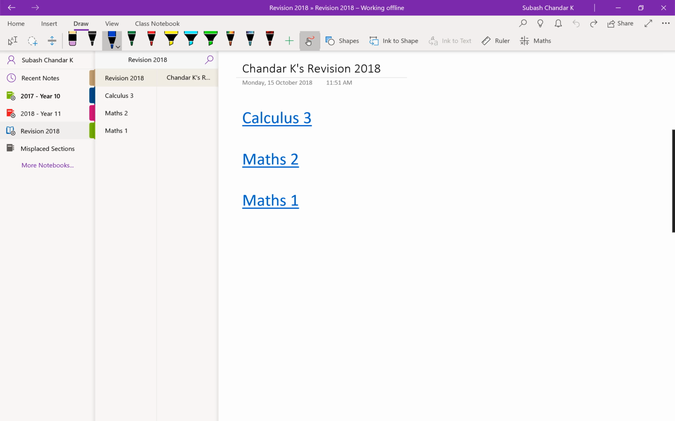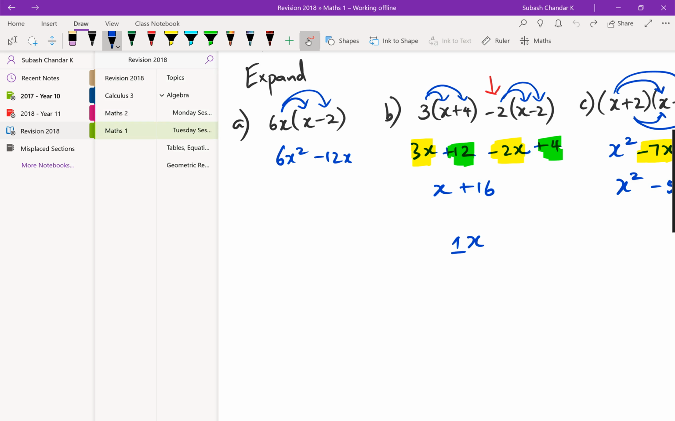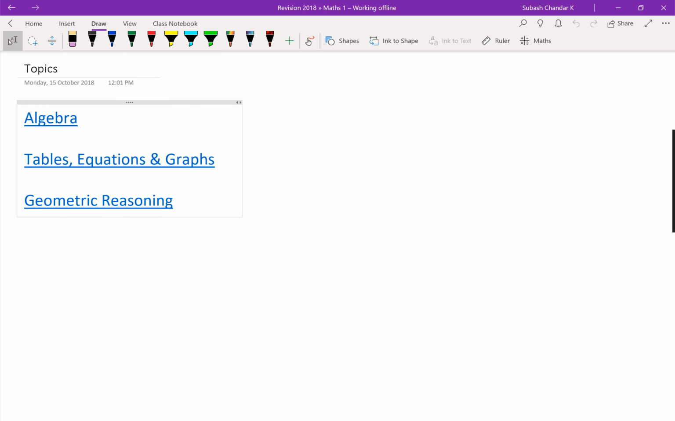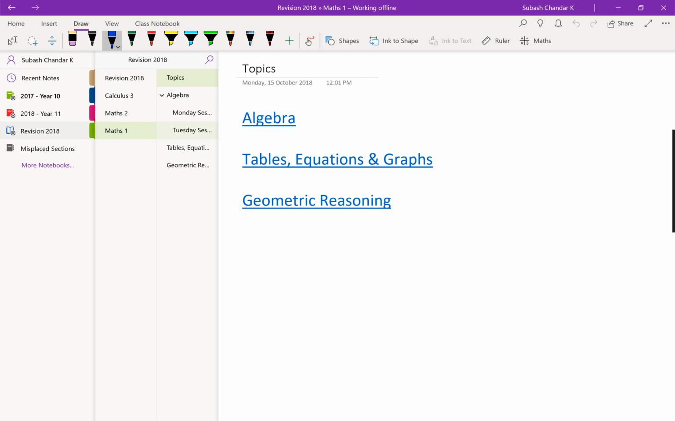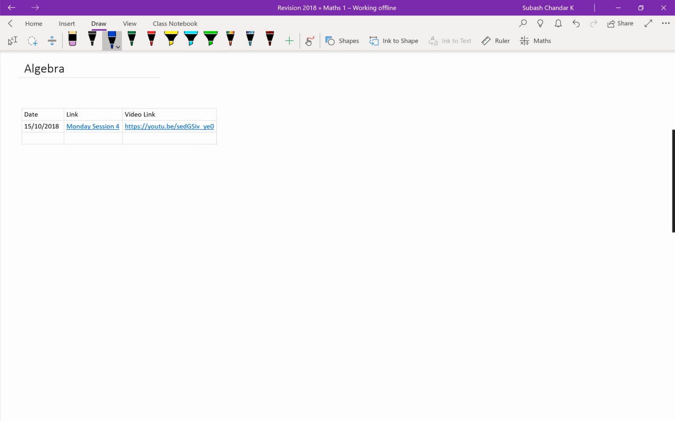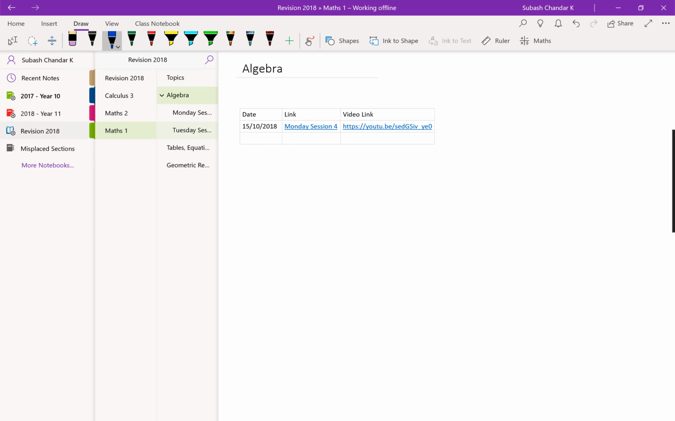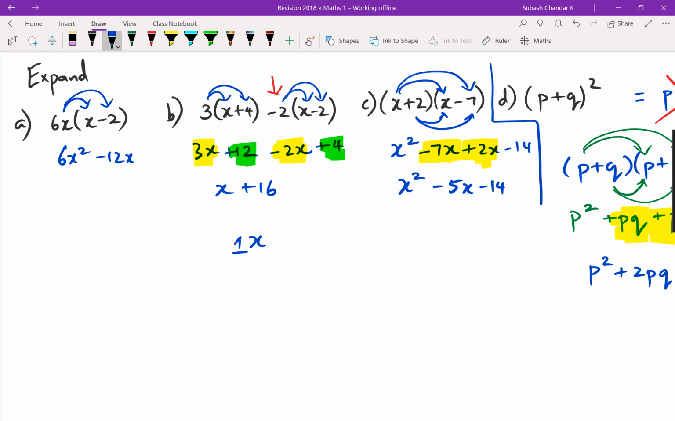Sorry. Just go into Maths 1, and I think if you go into Maths 1, it goes to Topics, and then you can go to Topics. Under Algebra, I think there'll be a Tuesday session coming up, but you can't see it on the side there. That's today's session that we'll be working on. Okay, I will add that up later on.